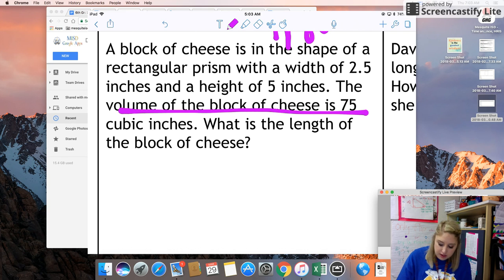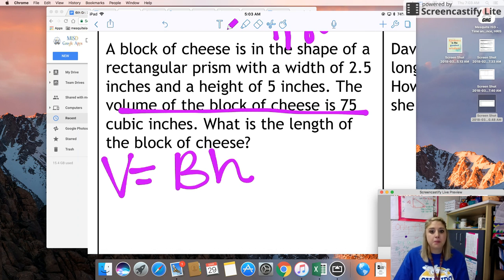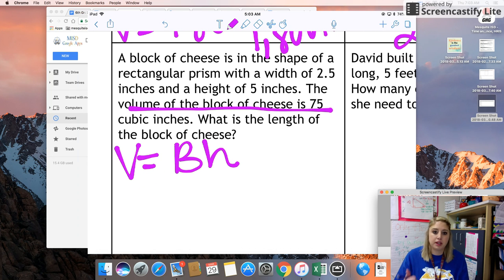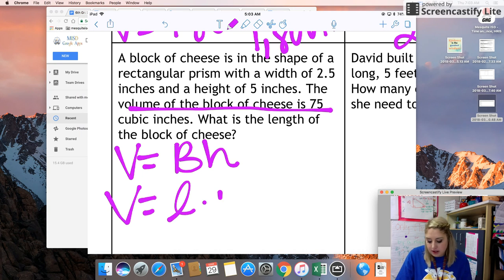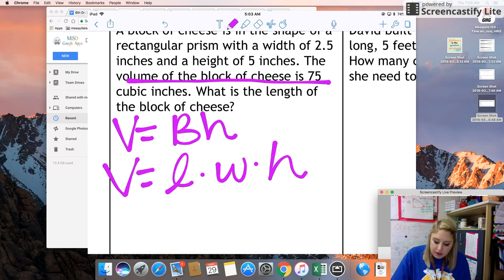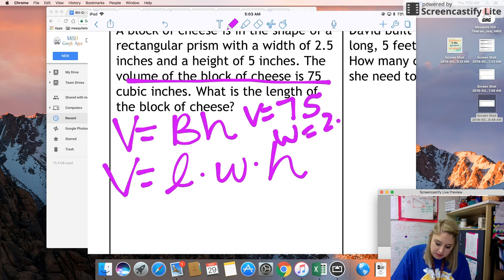So when I do this, I know volume equals base times height. I also know that volume equals length times width times height. So you kind of have to decide which formula is going to work best for you. So I'm going to write what I know. I know the volume equals 75. I know the width is 2.5. I'm looking for the length.